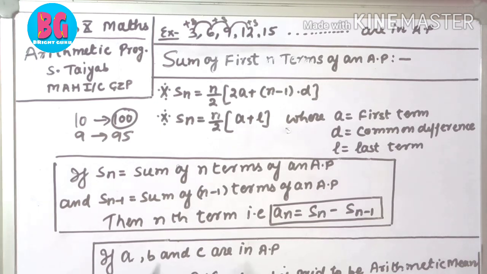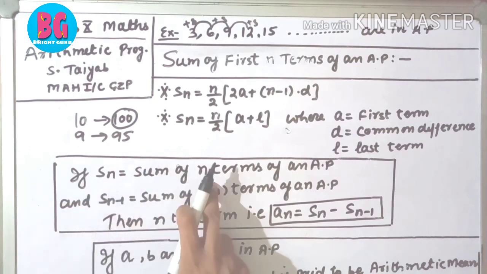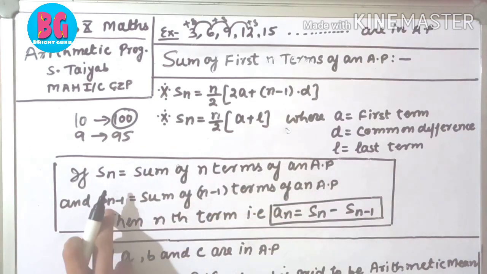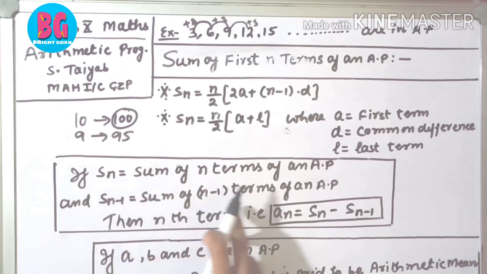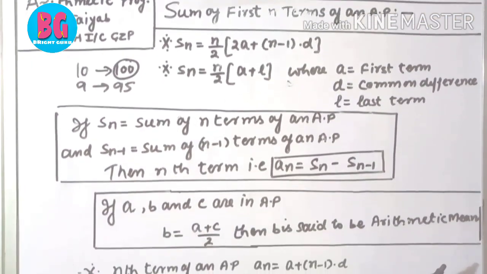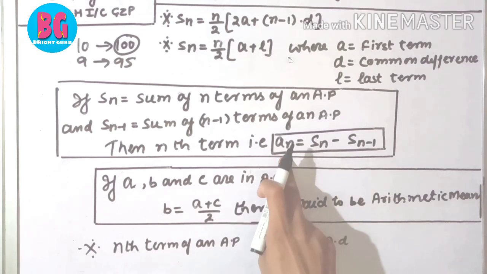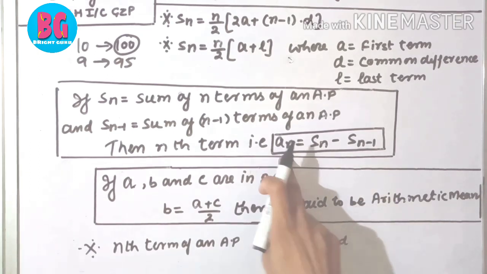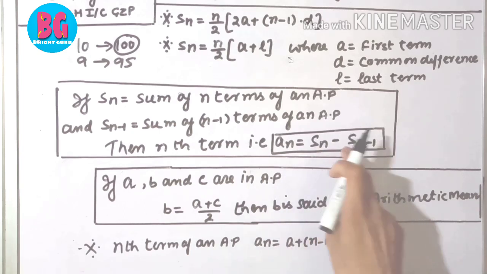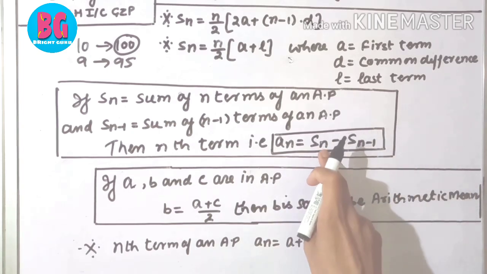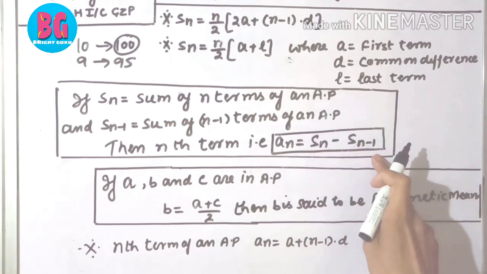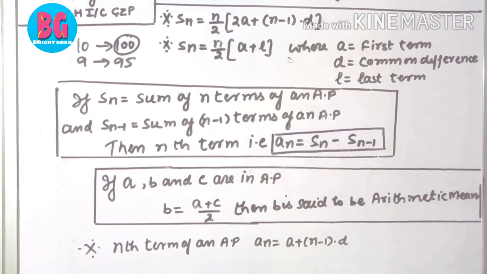Similarly, if Sn is the sum of n terms of an AP and Sn minus 1 is the sum of n minus 1 terms of the AP, and we want to obtain the value of the nth term of the arithmetic progression, then the formula is An equals Sn minus Sn minus 1, where Sn stands for the sum of n terms, Sn minus 1 stands for the sum of n minus 1 terms, and An stands for the nth term.